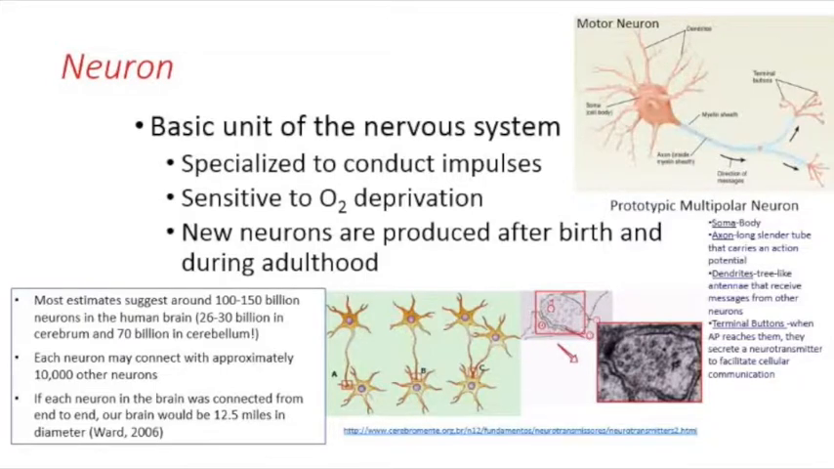Most estimates suggest that we have about 100 to 150 billion neurons in the human brain, about 26 to 30 billion in the cerebrum, and 70 billion in the cerebellum. And whenever I see statistics like this, I always wonder who was the poor soul who counted all of those. It's a lot of neurons to count. But amazingly, each neuron may communicate with approximately 10,000 other neurons. And if each neuron in the brain was connected from end to end, our brain would be about 12.5 miles in diameter, which again is just really impressive statistics.